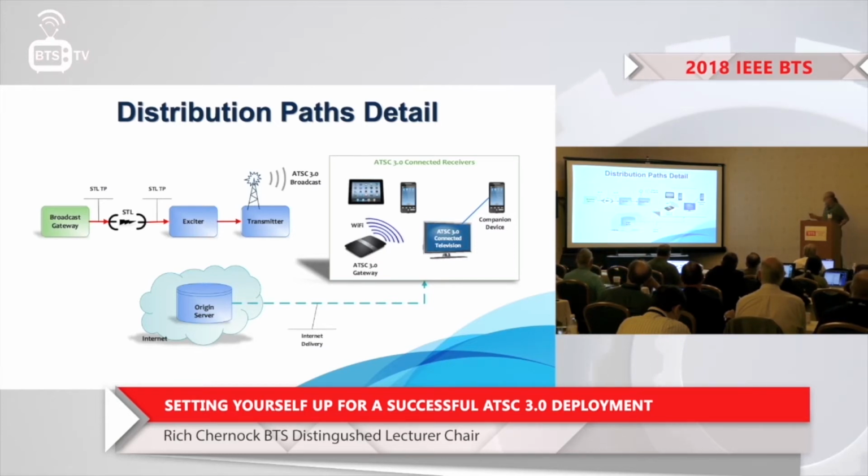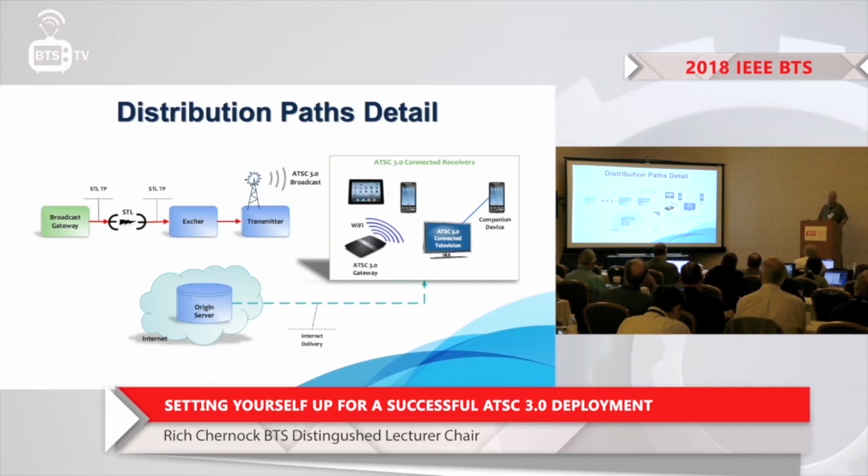Okay, so we have the STL off to an exciter, off to a transmitter. And again, the internet's part of the picture. It is a hybrid system, so you have broadband delivery over the internet. And then you have receivers. Receivers are going to evolve.